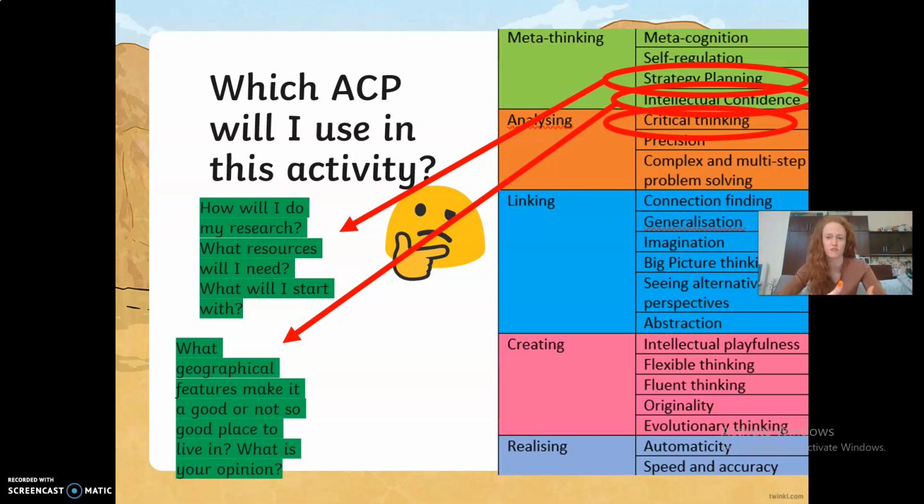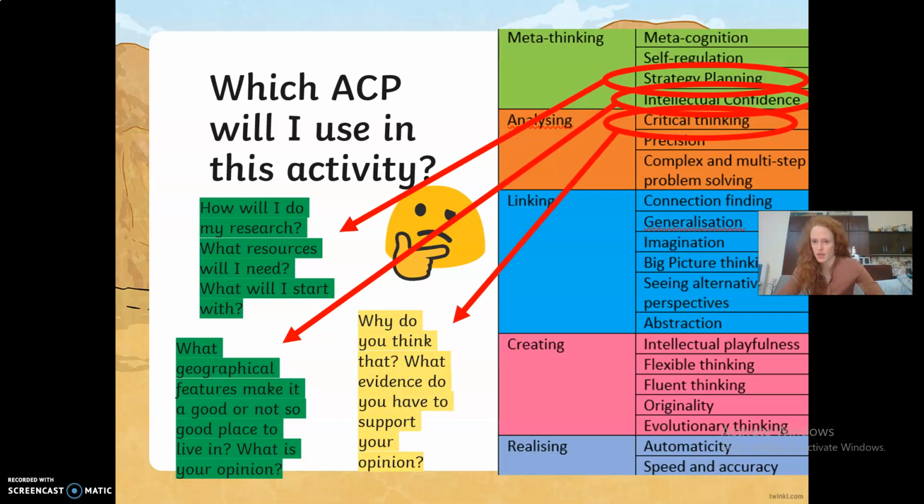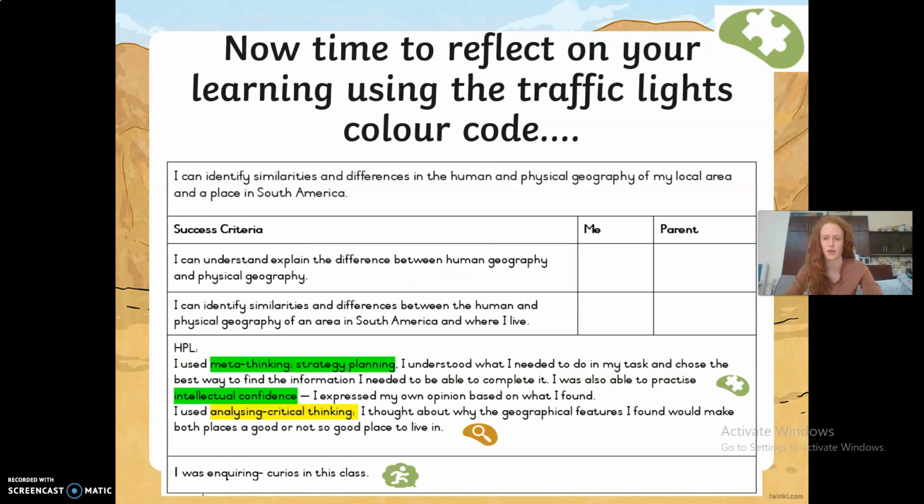This is intellectual confidence. You're going to be confident and express your opinion. And critical thinking, why do you think these features make this place a good place to live in or a bad place to live in? Okay, what evidence do you have to support your opinion? Okay, so we'll be doing all of these three, and if you use these ACPs, you will be successful in your task. Okay, and at the end, I would really like you to reflect on your learning using the traffic lights color code. You know what it is.